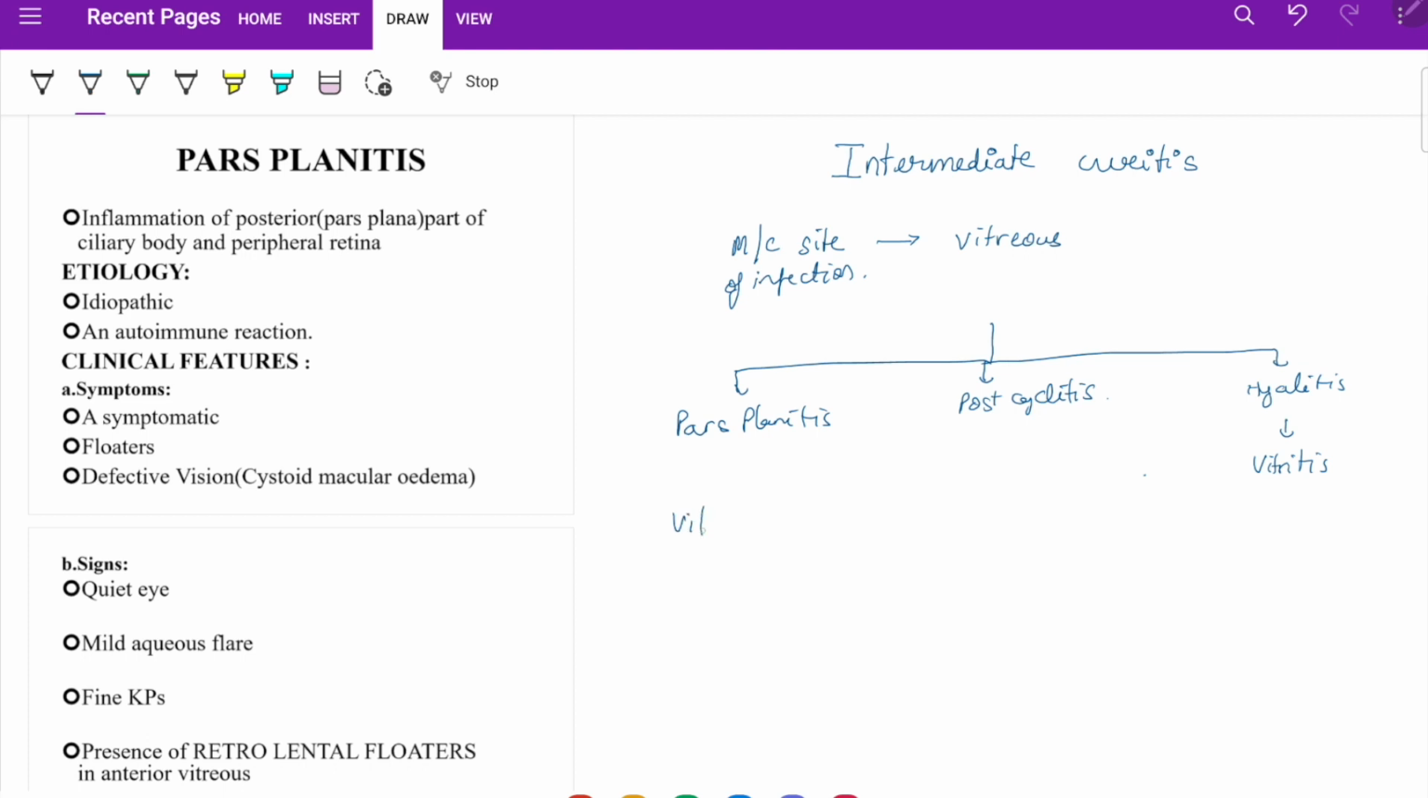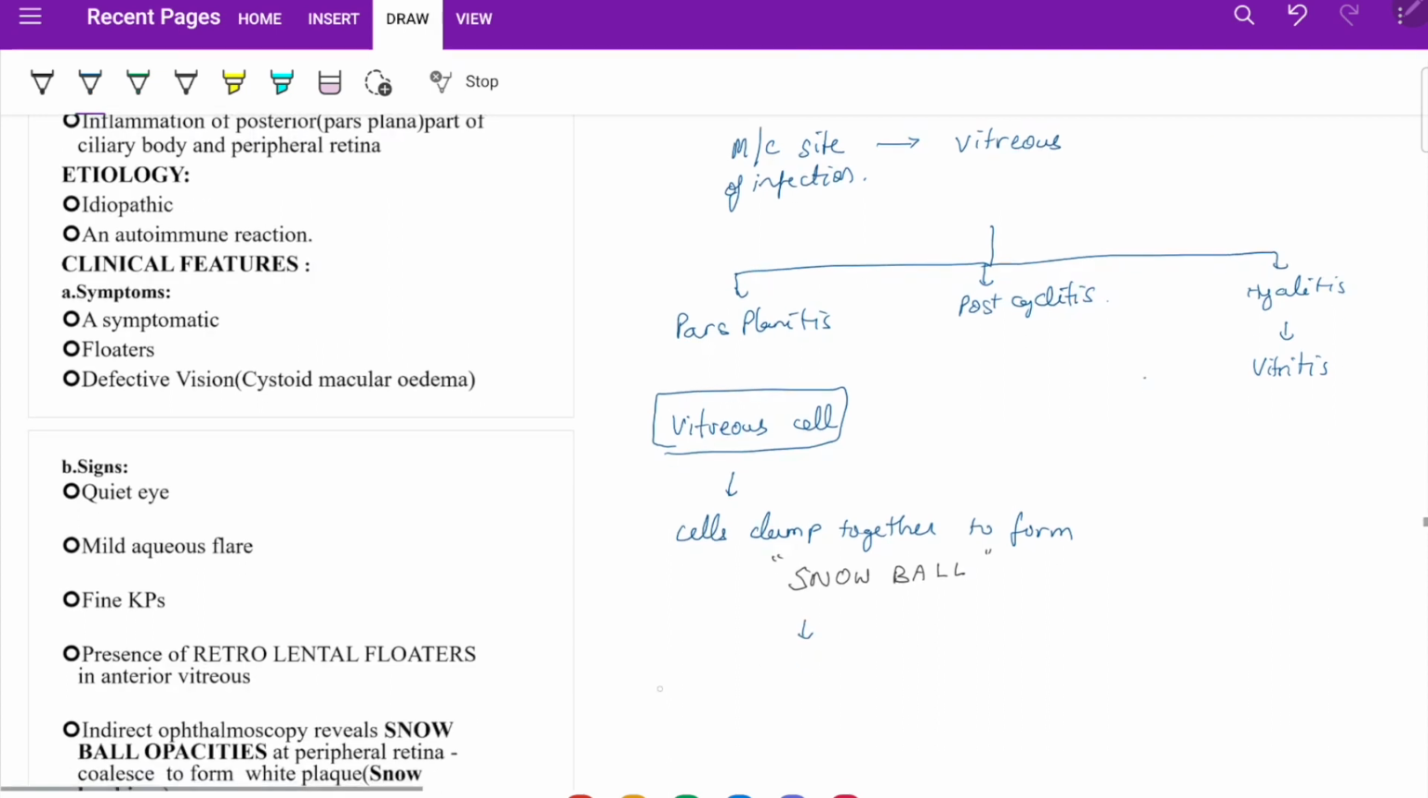Where does the infection occur? The most common site of infection is going to be the vitreous. So there is an accumulation of cells in the vitreous. What happens is these cells are going to clump together to form this so-called snowball, which is most commonly present in the inferior quadrant.